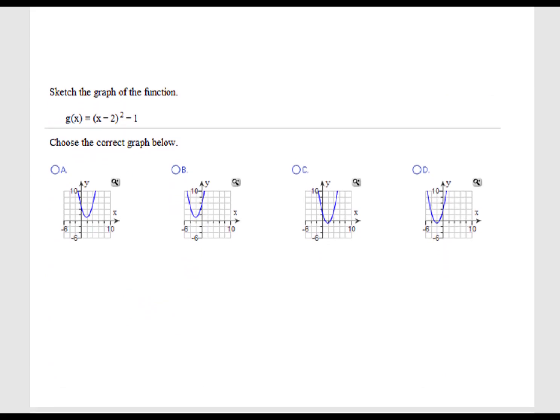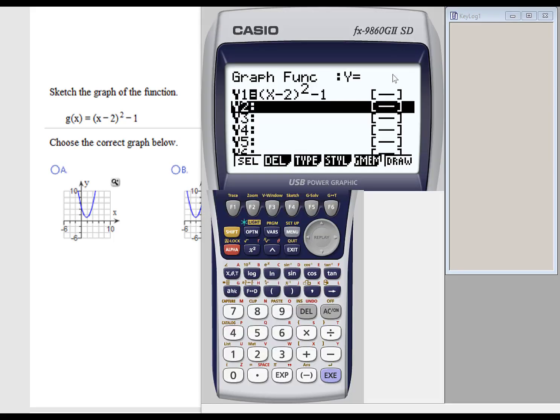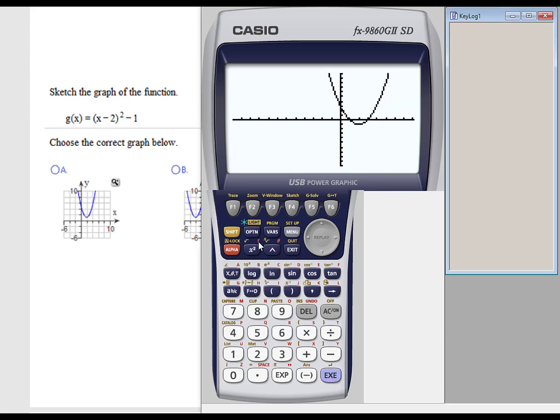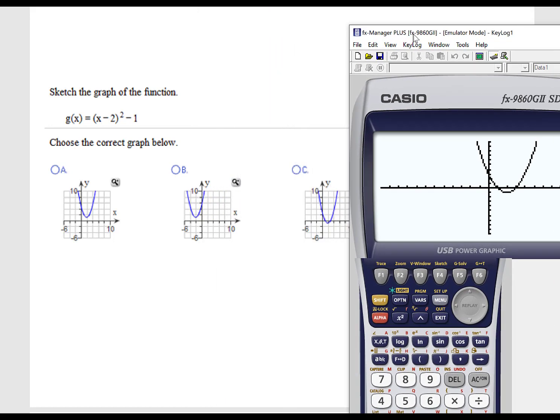Okay, it tells us to sketch the graph of the function. So I can just graph this, right? I'm going to go ahead and graph it. So I want you to practice graphing it too. Go ahead and punch it into your calculator and let's see what we get. Okay, have it entered into the calculator. Then we execute, and I'm looking for this in my graphs.